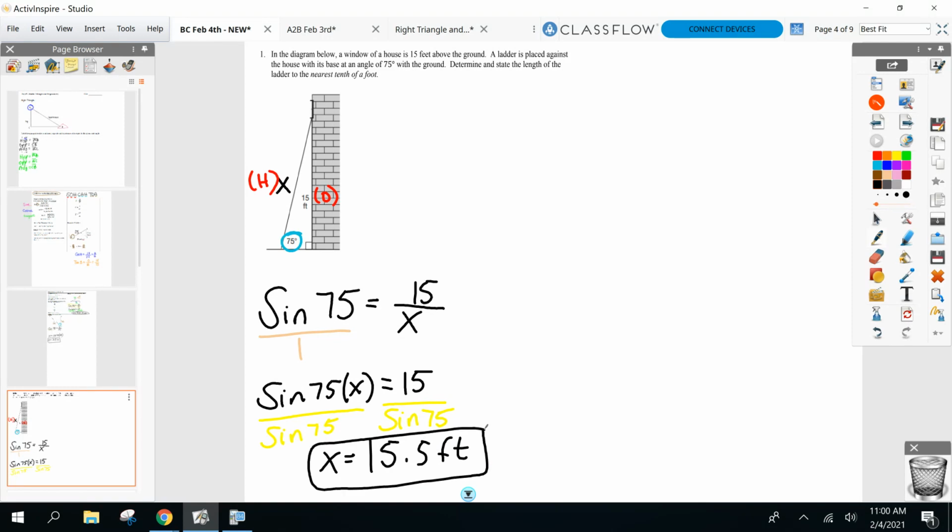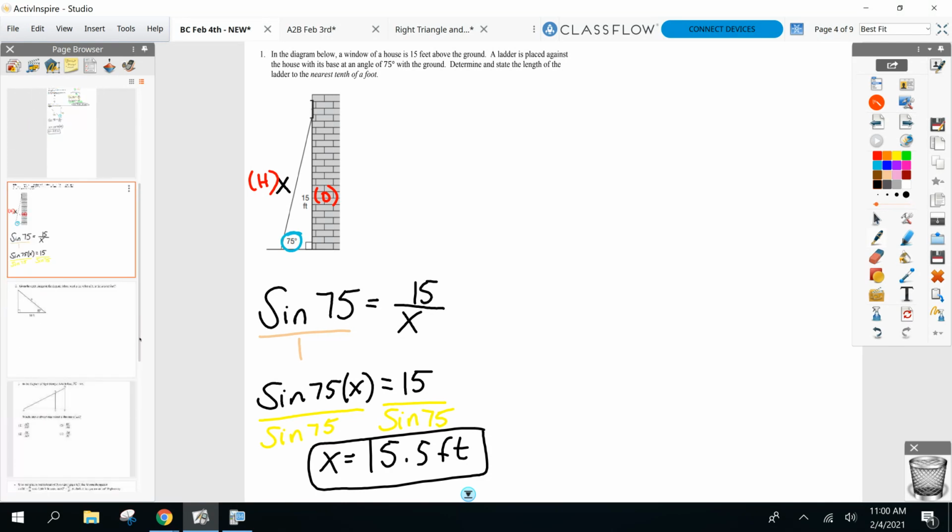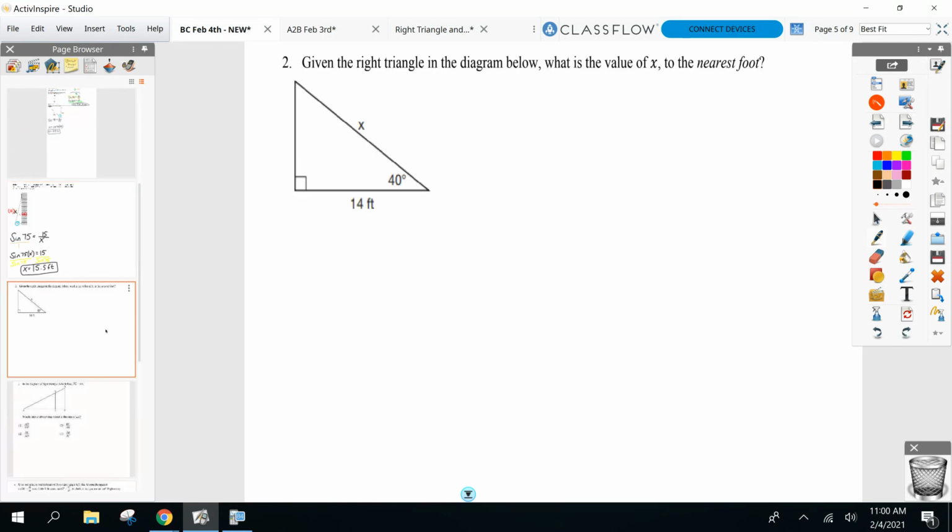All right. Guys, have any questions there? All right, I think it's time for you guys to try one out on your own now. So here we go. Nearest foot, what's the value of x? Try one out on your own. Label your sides. Remember, you're going from 40 degrees here, the acute angle. Label your sides. Figure out what ratio to use, then write the equation.